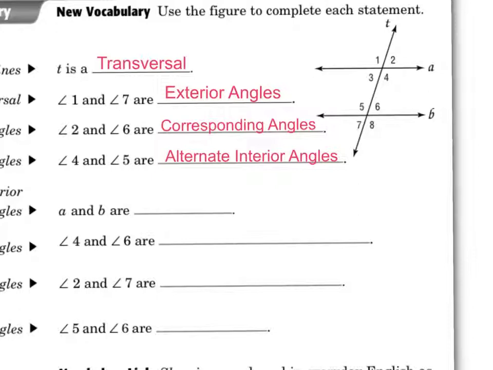Next, A and B are, well, that's simple. They are parallel lines. They're the two lines. They go on forever and they never touch.